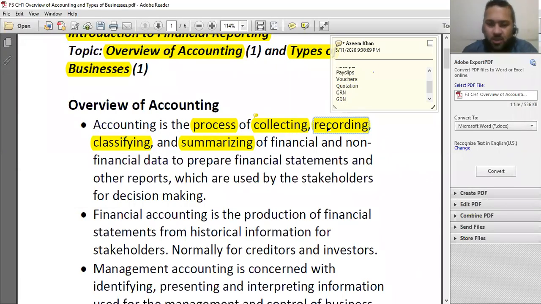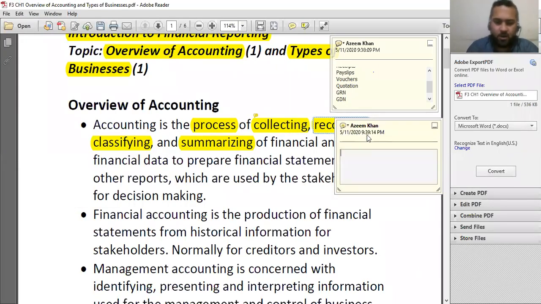Second, after the collection of your financial transaction related data, the second step you are going to perform will be recording. So the collected data will be recorded on a daily basis, and we are going to record in the day books. Common examples of day books: we have a journal, we may have a sales day book, a purchase day book.